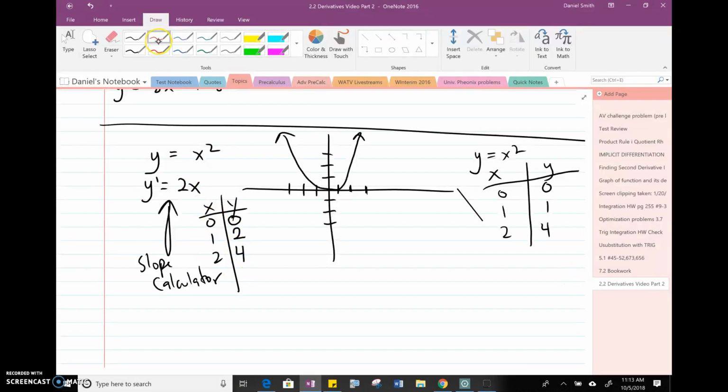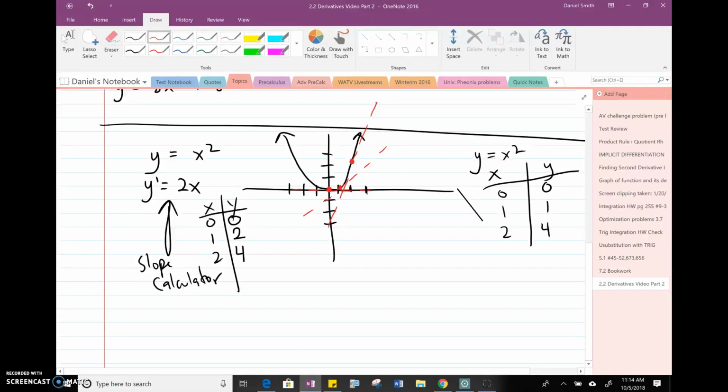And let's see if that actually makes sense. If we go to the point 0, 0, I'm putting a red dot right there. Does the slope at that point, if we were to draw a tangent line, does it make sense that the slope is 0? Sure. What about if we go to the point where x is 1? Does that line look like it's a slope of 2? Sure. Looks like up 2 over 1, up 2 over 1. What about when x is 2? Does that slope look steeper, more like 4? It sure does.